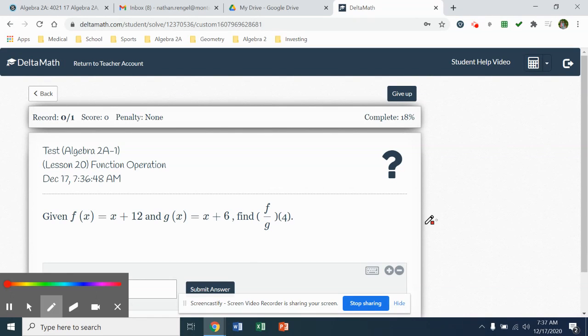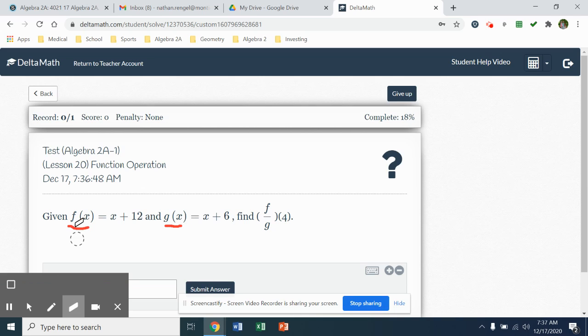So heading to our first problem, we are going to go back to lesson 20 where we're doing function operations. And looking at our problem, we're given two functions. Functions are named with a letter F or G or H, something like that, just to keep functions separate so we know the names of each of them. This one is called f of x, and it's x plus 12. And then this one is called g of x, and the function rule is x plus 6.